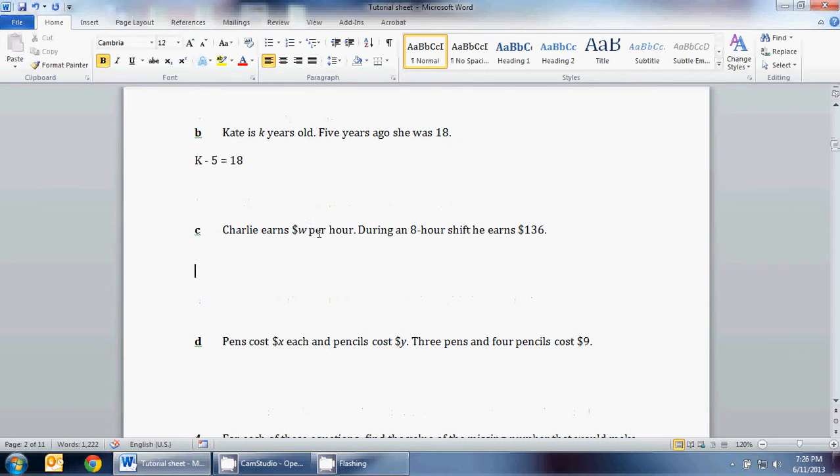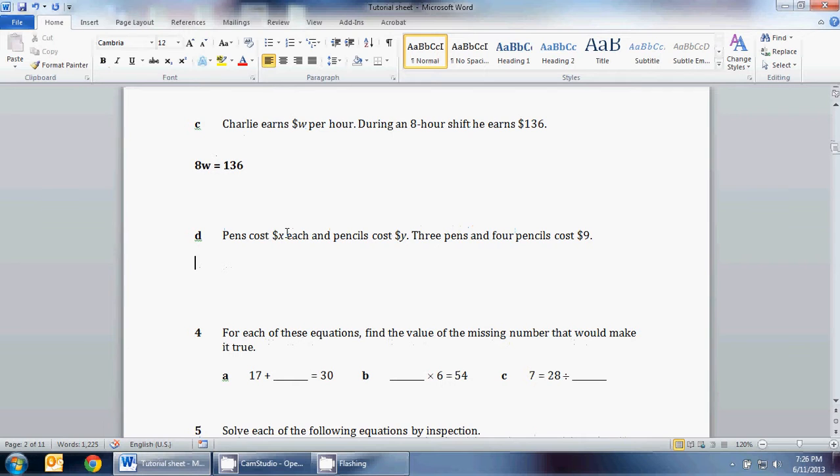Charlie earns W dollars per hour. During an 8-hour shift, he earns 136. So he's working for 8 hours and he's earning W dollars per hour. So simple as 8W equals 136. Okay. Remember, with algebra, we don't need to put in the times sign. Pens cost X dollars each and pencils cost Y dollars. 3 pens. So let's have a look at what our pens cost. 3X. So we'll write that down straight away. And 4 pencils. So plus 4Y, okay, equals $9. Alright?